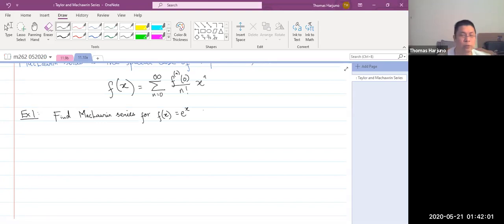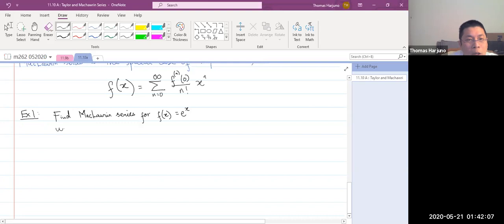The procedure seems to be long, huh? Okay, but basically we need to find the cn, which is known to be the nth derivative at 0 of the function over n factorial.